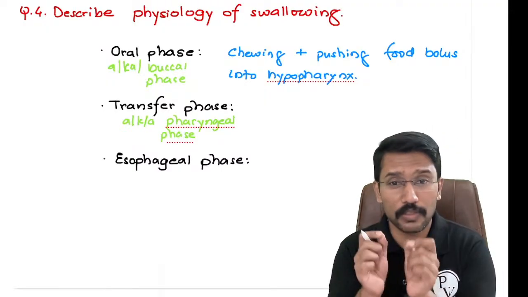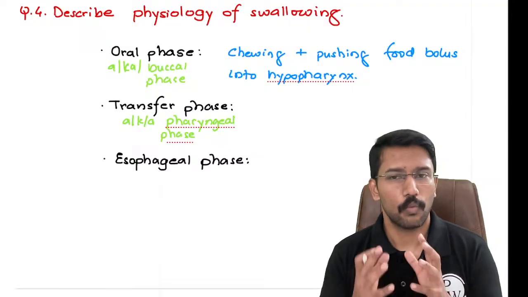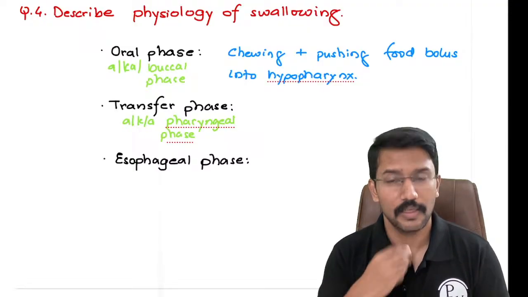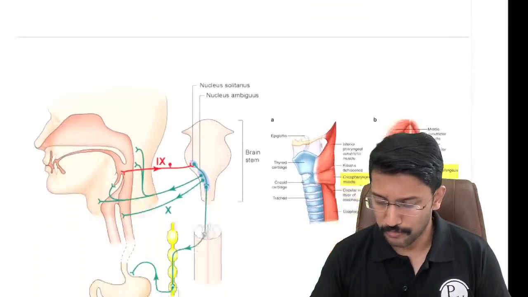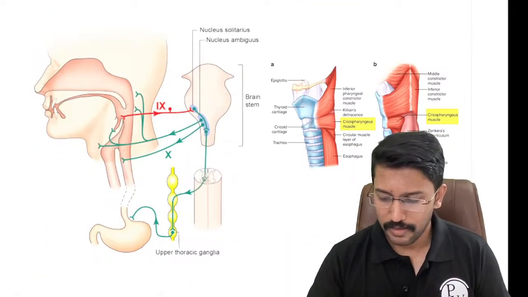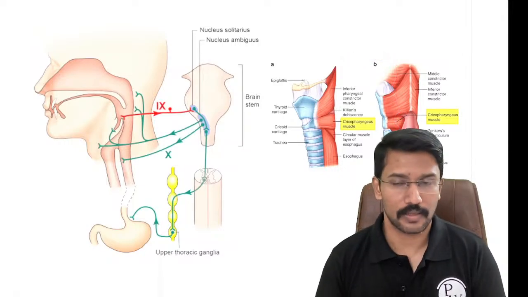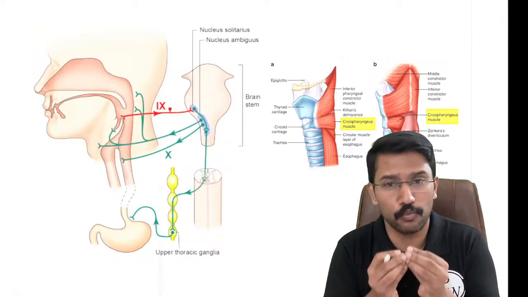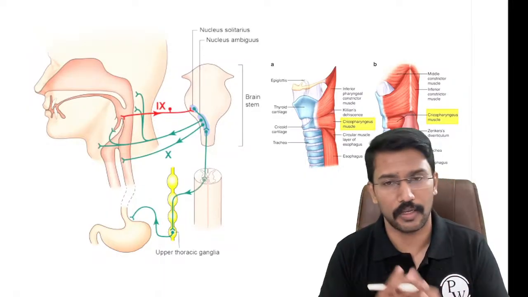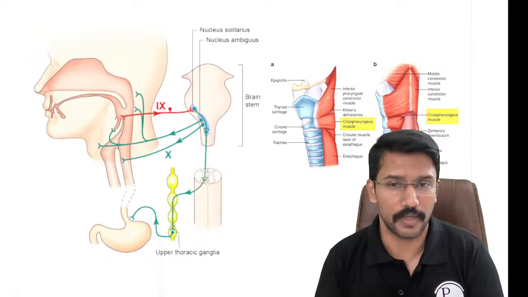Okay. Now here is the most crucial part. What happens in the transfer phase? Once the food bolus comes to the hypopharynx, there are two possible outlets for this food bolus to go into, right? One, it can go into the trachea, and the other, it can go into the esophagus. Now we have to make such movements that the food goes into the esophagus and doesn't land up in the trachea, right? Now how do we achieve that?